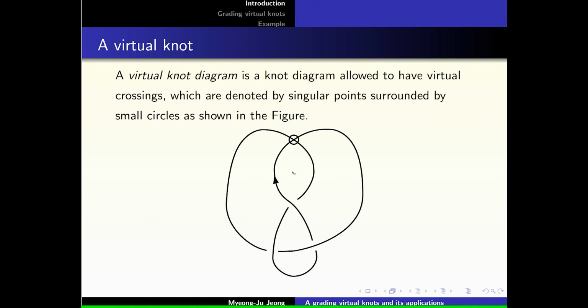Do you know what a virtual knot is? A virtual knot can be regarded as a generalization of a classical knot. A virtual knot diagram is a diagram allowed to have classical crossings and virtual crossings. A virtual crossing is denoted by a double point surrounded by a small circle like this one, and so a virtual knot can have classical crossings and virtual crossings.